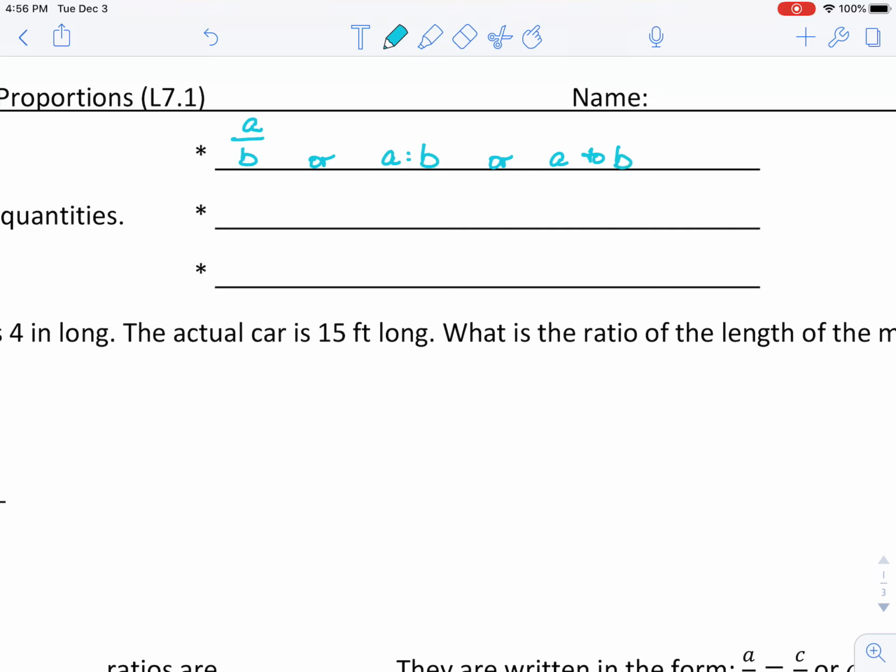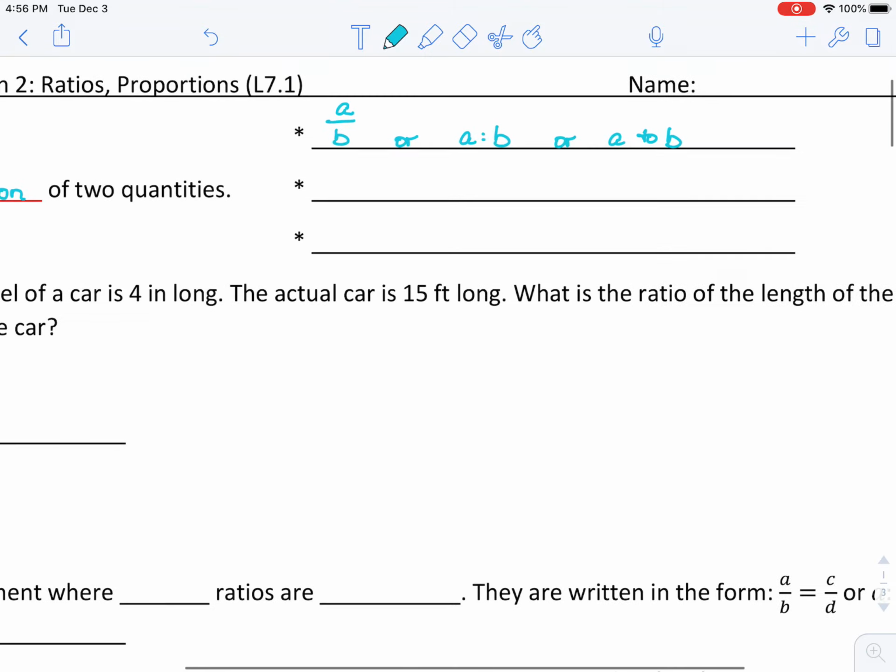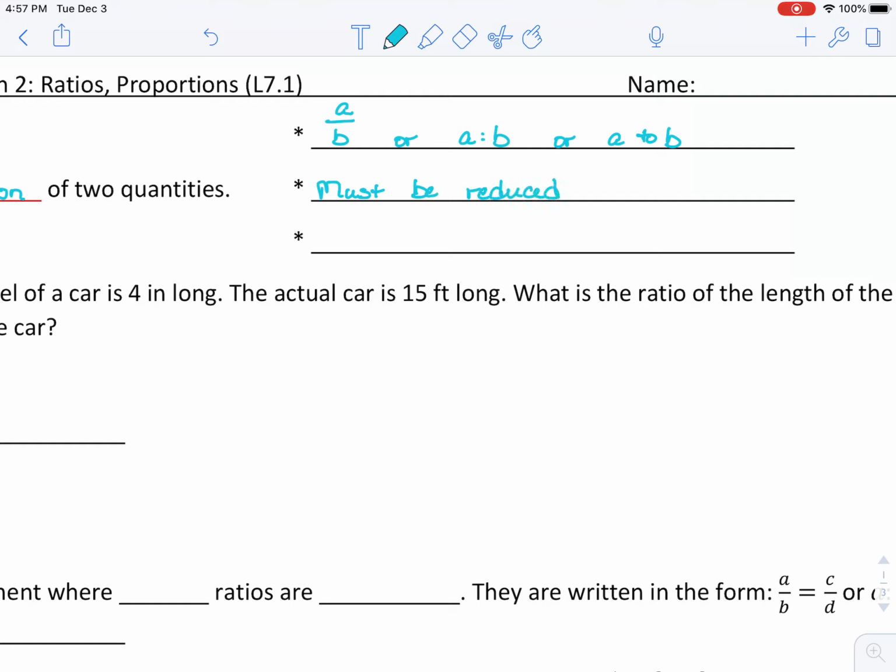So let's say there were 10 juniors and 20 sophomores in this class. We could say the ratio of sophomores to juniors was 10 to 20. And I could use this for 10 to 20, this for 10 to 20, or this for 10 to 20. They all mean the same thing. But since a ratio is essentially a fraction, it's not acceptable to leave it like that. So the second thing on here is that every ratio must be reduced. All fractions are expected to be reduced, so all ratios are expected to be reduced.